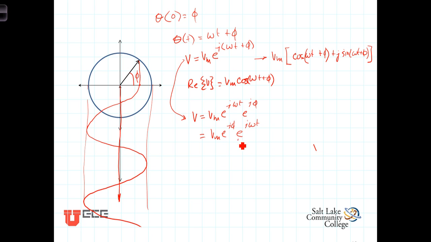As we do that, we see that this term here is the time-dependent term, and it varies as omega t. But we also see that we have these two terms here which are constants. In fact, we have a v sub m e to the j phi. We have another complex number involving the amplitude of our cosine wave and this arbitrary phase shift.